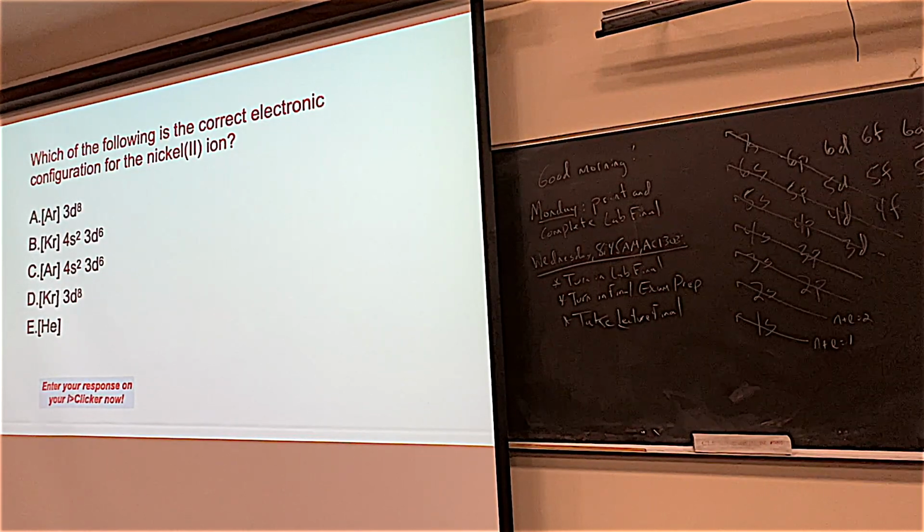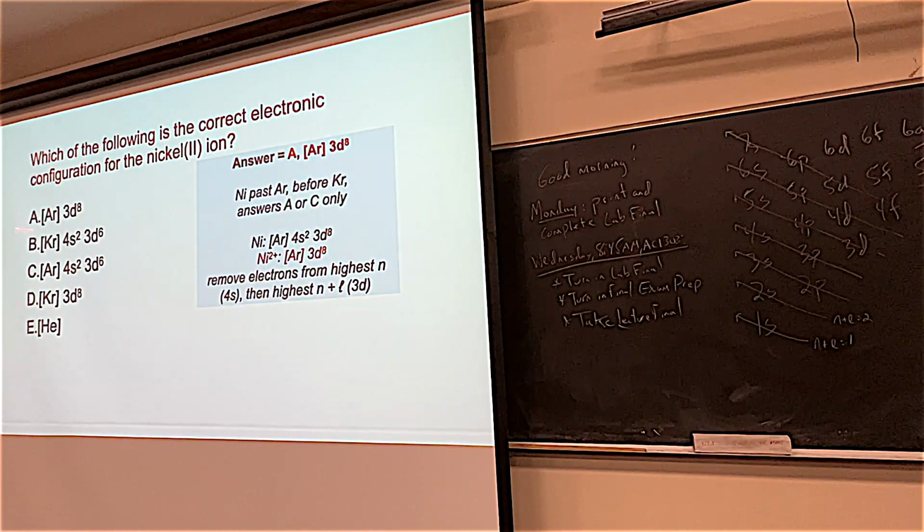But we want nickel 2 plus. And those plus 2's always come from highest n, which means 4s comes out before 3d. And again, realize how weird that is. We filled 4s in first and then put in 3d, but the 4s's are the first ones out. That's the highest n part, and it's most interesting for the transition metals. So if you take those out, then it's going to have an argon 3d8 core. Highest n comes out first, so it would be argon 3d8.